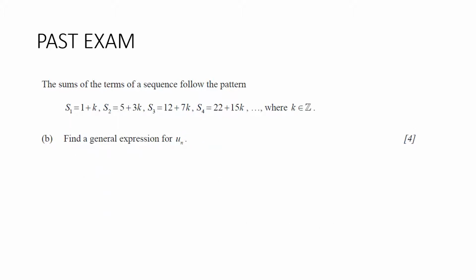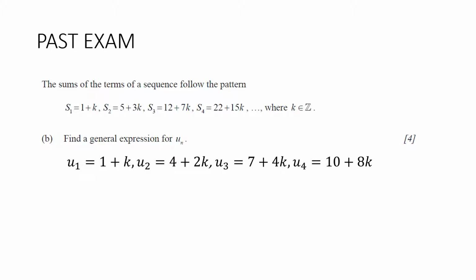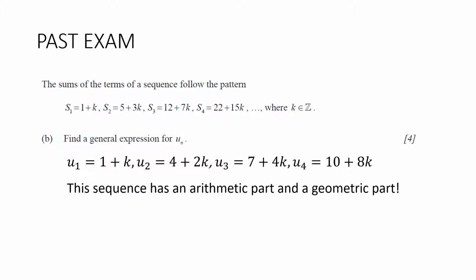B. Find a general expression for un. So here are our 4 terms. Now, the thing with this question is the sequence has an arithmetic part and a geometric part. So you can see this 1, 4, 7, 10. That's arithmetic. It goes up by 3. Now have a look at this. k, 2k, 4k, 8k. That's geometric. It's been multiplied by 2. So we're just going to do them separately and then add them together.